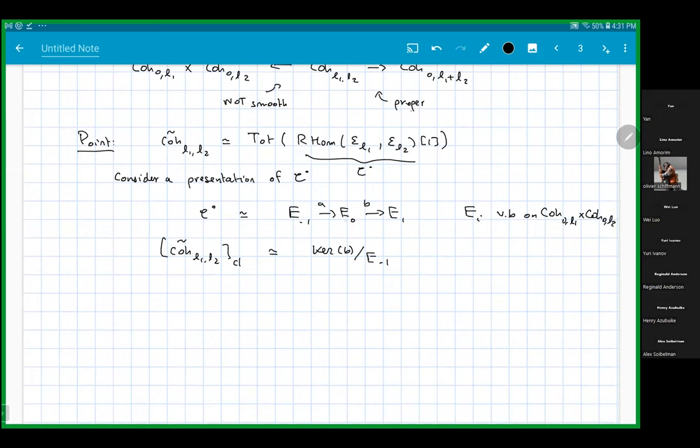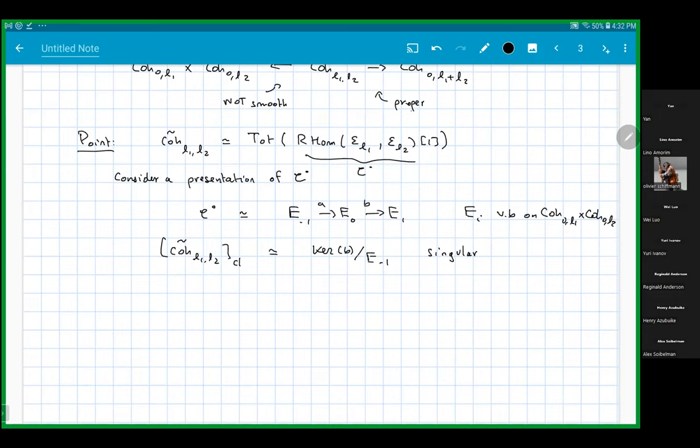So E0 is a vector bundle on this thing. So the kernel of E0 is, it can jump. It's not a vector bundle anymore, but it's a closed substack of this vector bundle E0. E minus one is also a vector bundle. You can view it as an affine group scheme on Coh times Coh, and it acts on the kernel of B by translation. And so you can perform this quotient. And this is what this classical stack is. So you see that it is singular precisely because the kernel of B can jump, the dimension can jump.